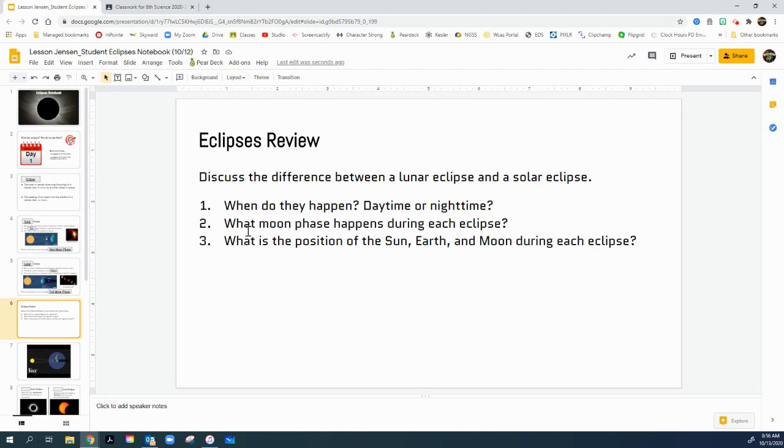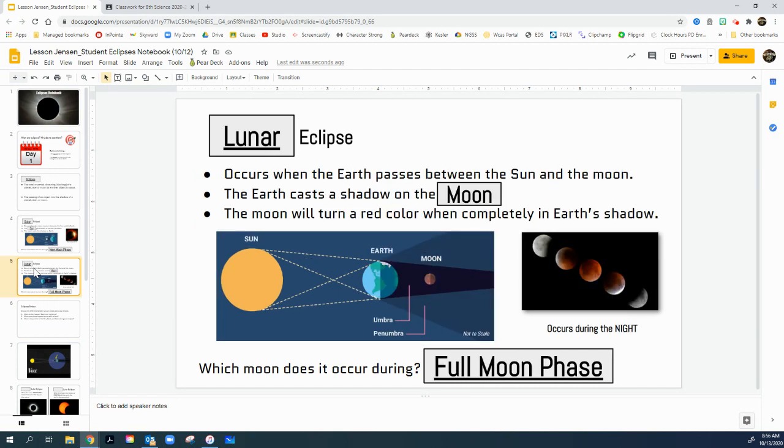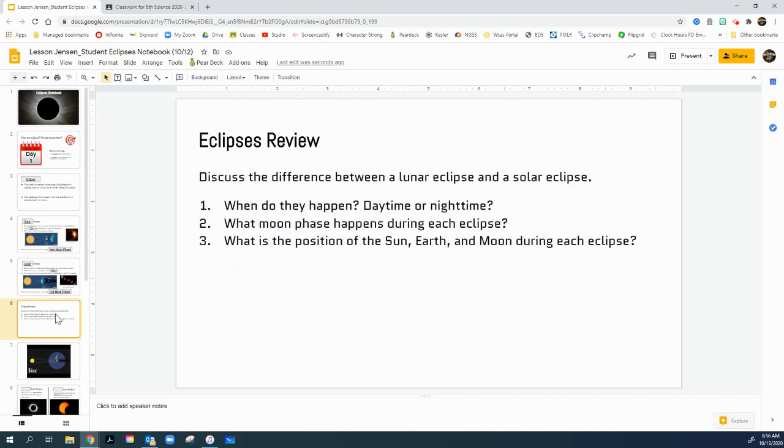Question number two, what moon phase happens during each eclipse? During a solar eclipse, the moon phase, new moon, happens. During a lunar eclipse, the moon phase, full moon, happens.